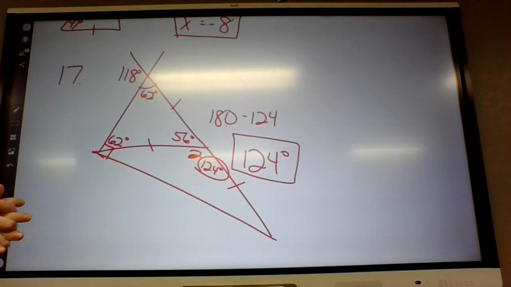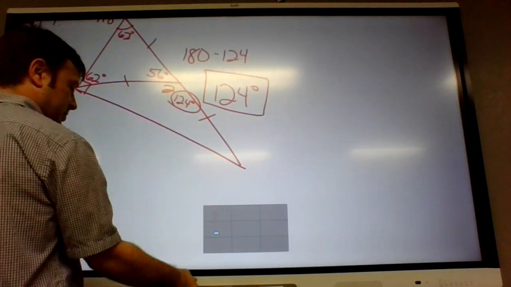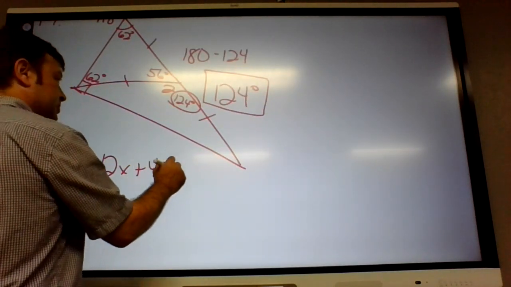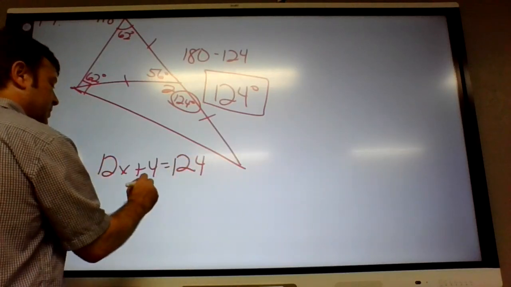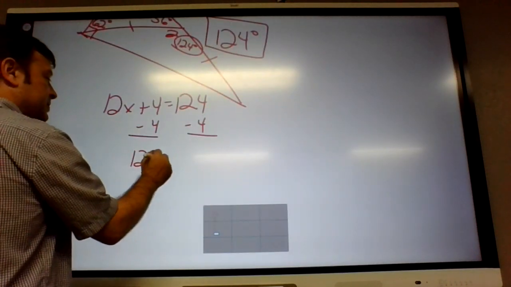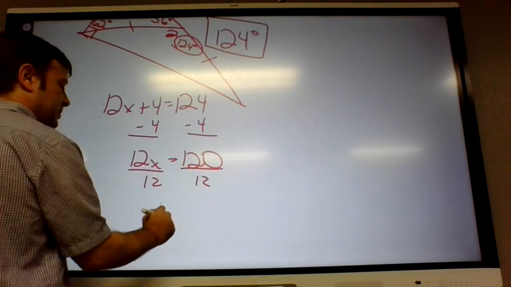Do we have to find X? Oh, is there an X thing on this one? Okay, angle 2 is 12x plus 4. So 12x plus 4 equals 124. Throw in a little bit of algebra just for fun. 12x is 120, divided by 12.